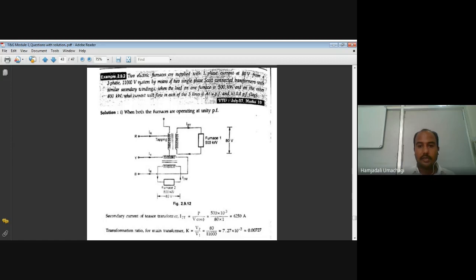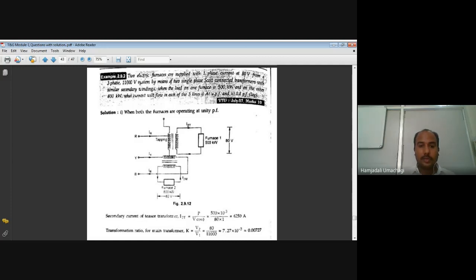At first, the condition is when both the furnaces are at UPF. Second, furnace 1 is at UPF and furnace 2 is at 0.8 power factor lagging. Here there is a misprint in the question. And this is a VTU question which is asked for 10 marks.